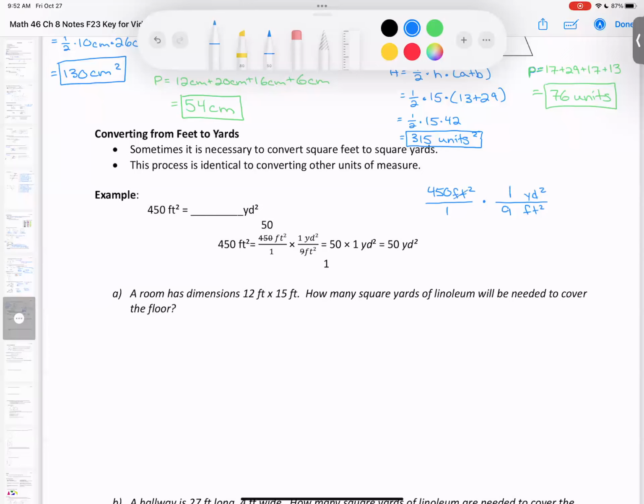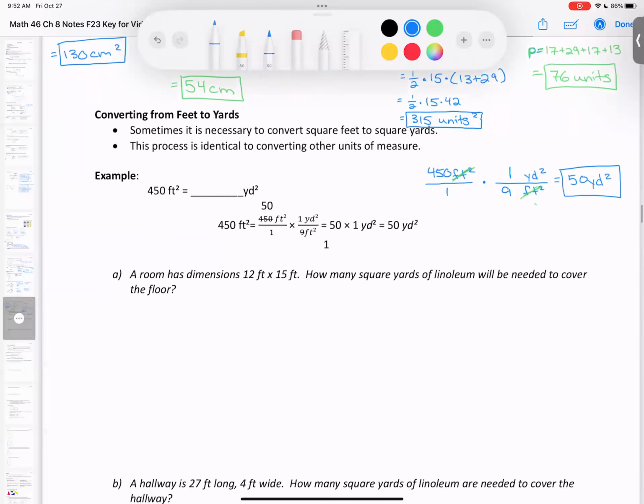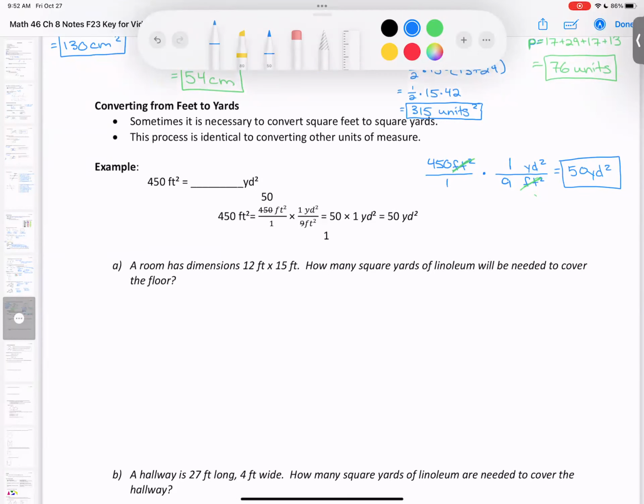Now, if we do our cancellation, you'll see we're going to be left with yards squared. So we do 450 divided by 9, which will give us 50 yards squared. So just be careful you don't do the general conversion from feet to yard. We have to think about that squared part because area converts a little bit differently because it's length times width.